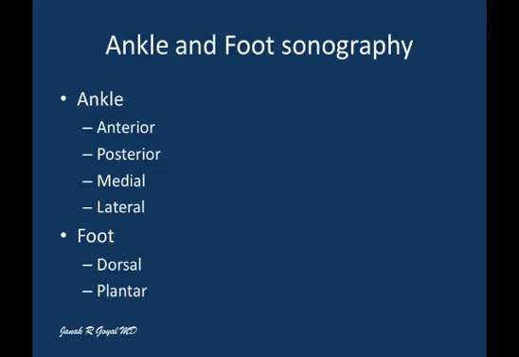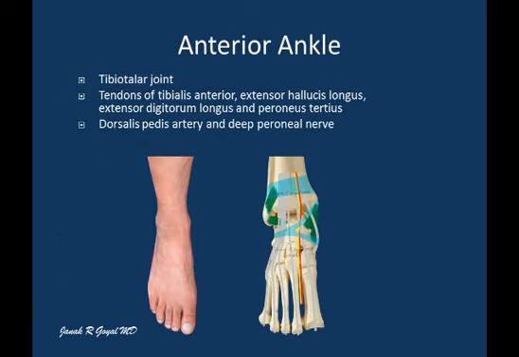The ankle is examined from four quadrants: anterior, posterior, medial, and lateral, and the foot is examined from its dorsal and plantar aspects. The anterior aspect of the ankle can be examined with the patient supine, foot and ankle free for easy manipulation, or patient seated, knee flexed to 45 degrees with the foot resting on the examination table.